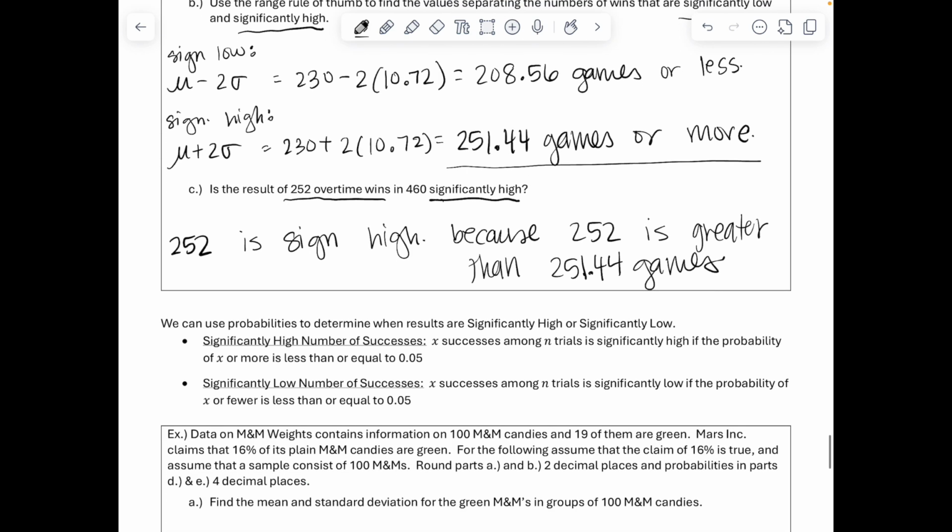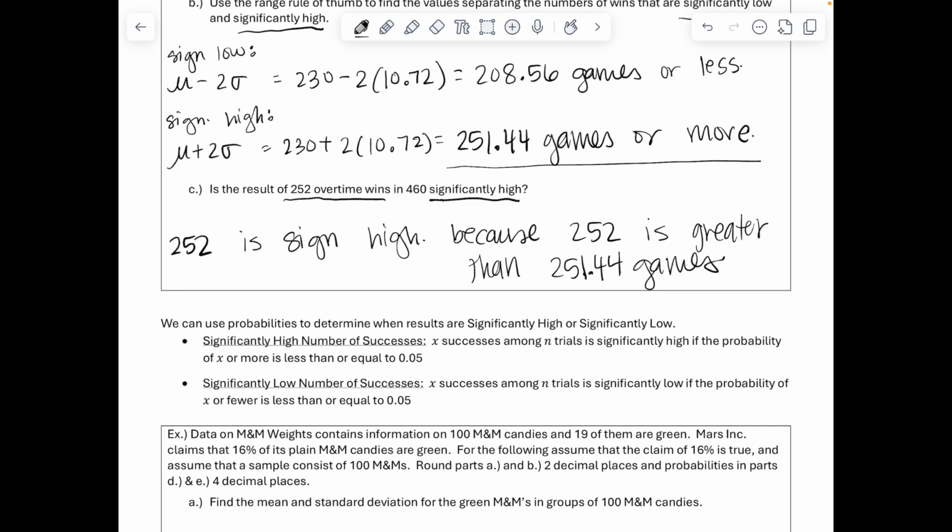So right below this, it says we can use probabilities to determine when results are significantly high or significantly low. So we did it up above in this previous example on part C, and using part B is using those cutoffs of mu minus 2 sigma and mu plus 2 sigma. So we can also use probabilities to determine exactly the same thing.